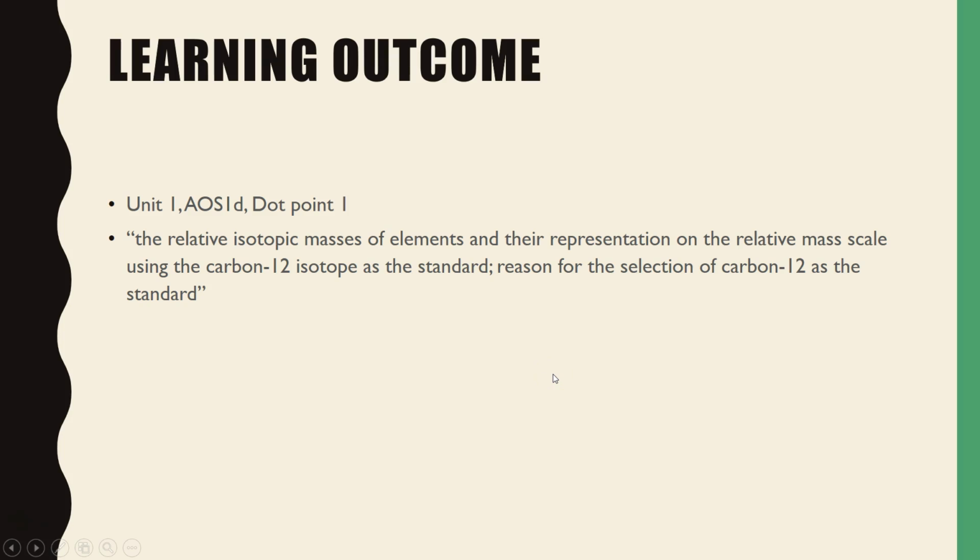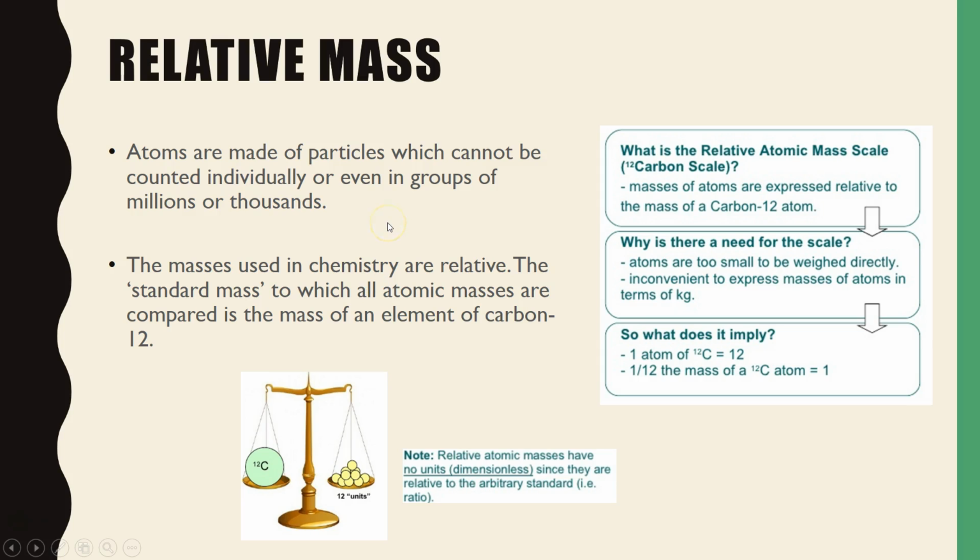In this lesson, we're going to be talking about isotopic masses of elements and their representation on the relative mass scale of carbon-12 and the reason for it. So, atoms, they're made of particles, we know that. But how much of those atoms are in a particle of carbon?